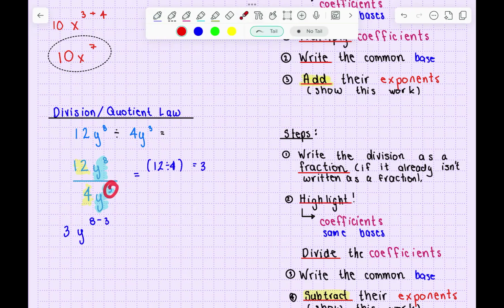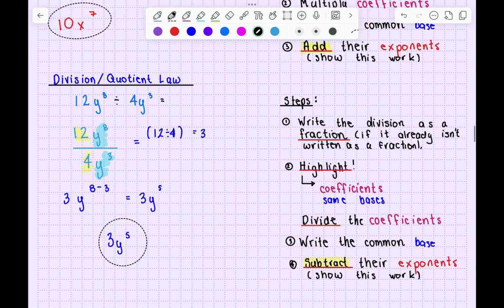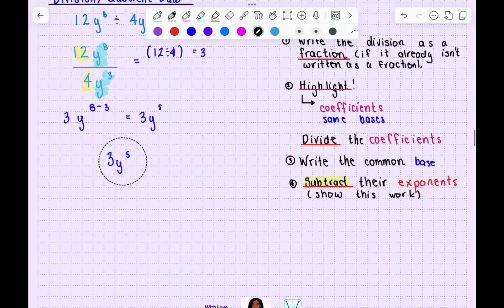So again, this is being subtracted by that. Okay, so you're taking away the bottom exponent from the top. So I've shown that step, I've shown the math. My final answer, 8 minus 3 is 5. So 12y to the power of 8 divided by 4y to the power of 3 is 3y to the power of 5. Okay, so always try to be as organized as possible. And even if you're not organized, circle your final answer so your teacher is not searching for it.